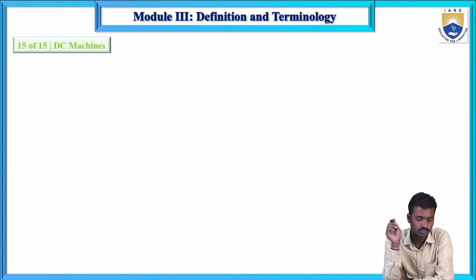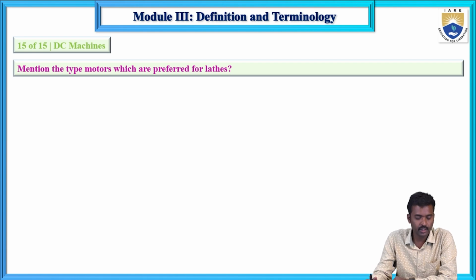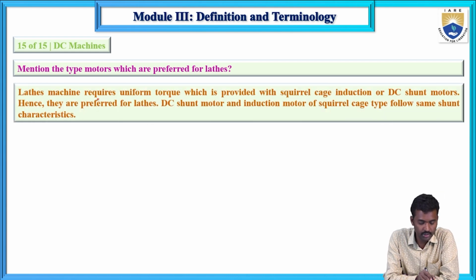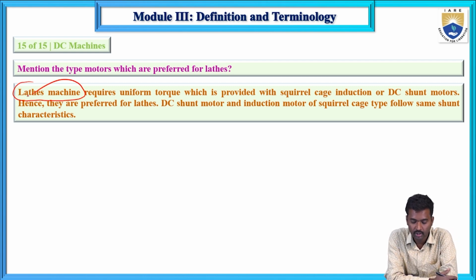Next, the 15th one. Mention the type of motor which is preferred for lathe machines. Lathe machines require uniform torque, which is provided by squirrel cage induction motors or DC shunt motors, hence they are preferred for lathe machines. DC motors and squirrel cage induction motors follow the same shunt characteristics.